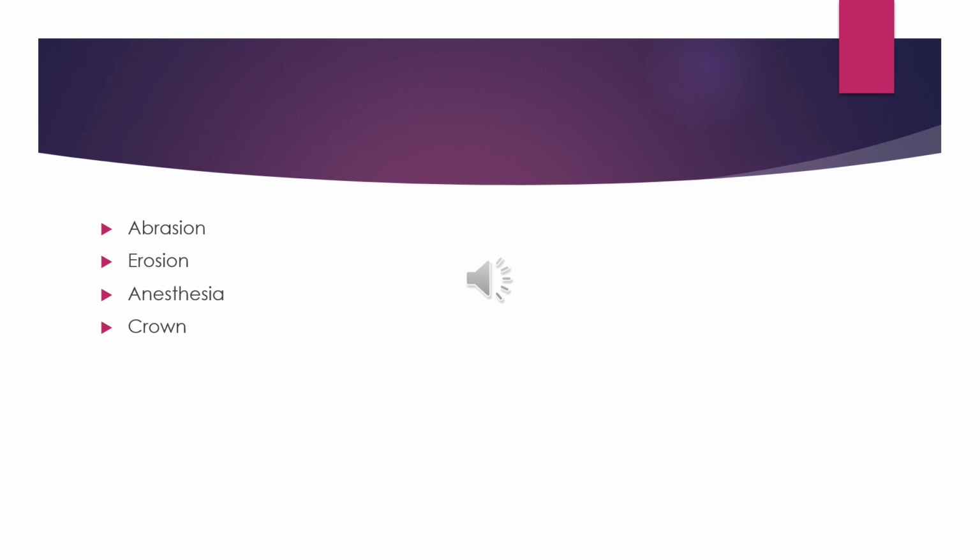Okay. Erosion is wearing away of tooth structure from normal causes as a result of diseases or chemicals such as stomach acids and so on. Okay. Anesthesia is used to relieve the sensation of pain, usually given before surgical or dental procedure, which is anesthesia. Crown is the position of a tooth above the gum line.